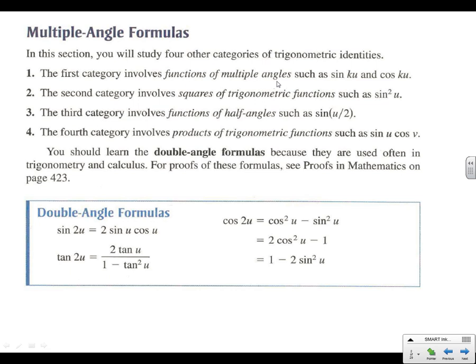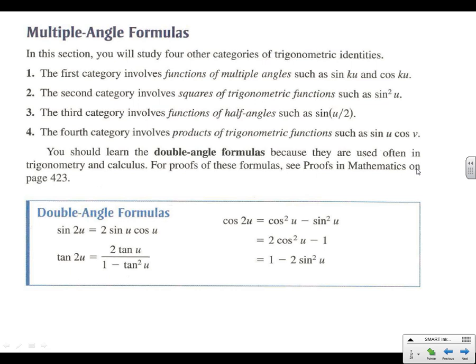First, multiple angles, such as sine 5x or cosine 2x, something like that. Second category, we're going to have squares, like sine squared. The third one, we have the half angles, so something like sine of x over 2. And the fourth one has products, when we multiply them together. So there are 4 different sections that we're going to add to our trig identity sheet.